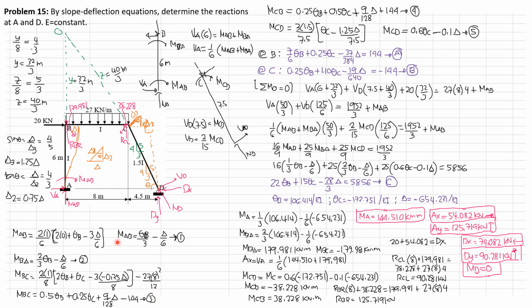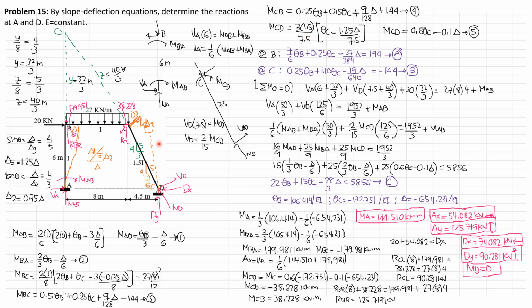Then MCB, interchange coefficient, 0.25 of theta B plus 0.5 of theta C. Copy the sidesway term, 9 over 128 delta. Then the fixed moment at C is positive 144. Equation 4.